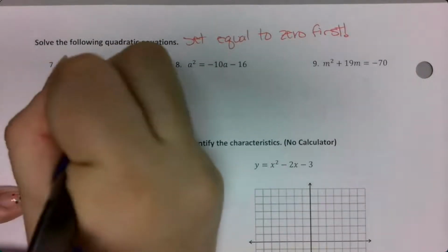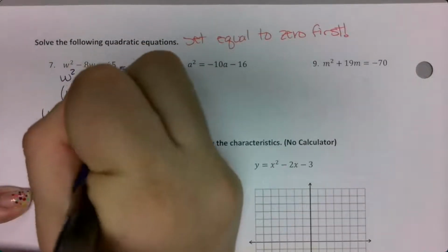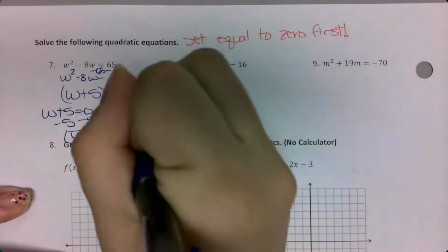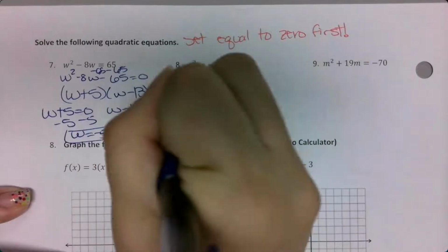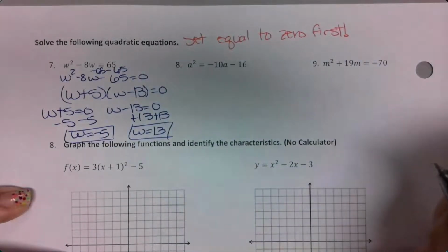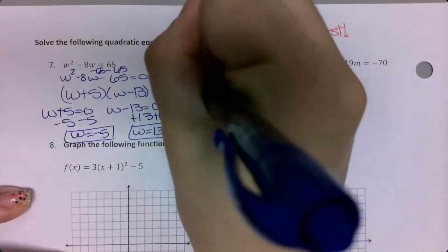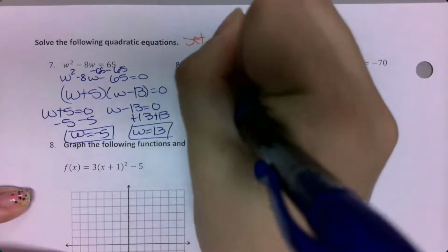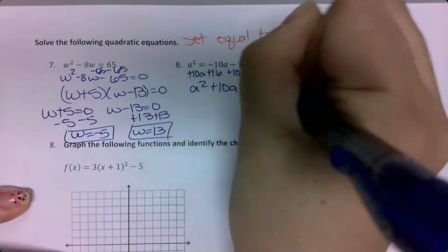First one, I want to subtract 5 on both sides. I get w equals negative 5. Second one, I add 13 on both sides. W equals 13. On the second one, again, I want to get it equal to 0, so I'm going to add 10a and 16 to both sides. So I get a squared plus 10a plus 16 equals 0.